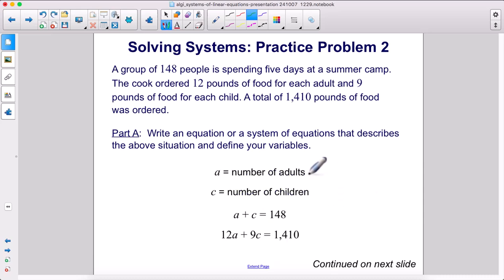Let's let A equal the number of adults and C equal the number of children. The easy equation is just the total number of people, A plus C, which is 148. The slightly trickier equation is this one.